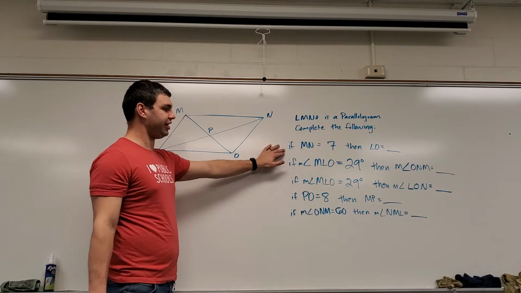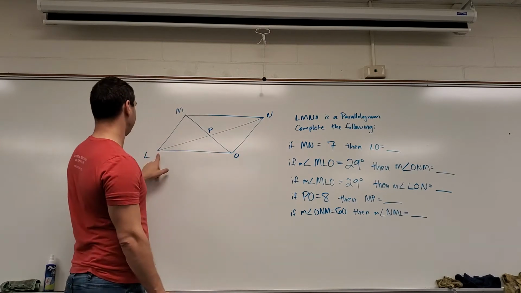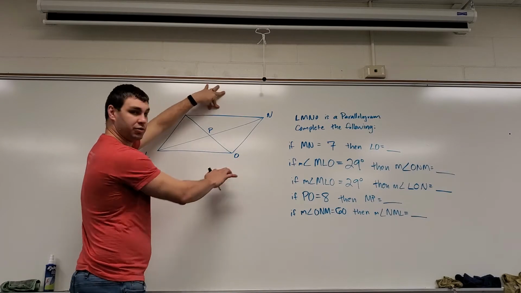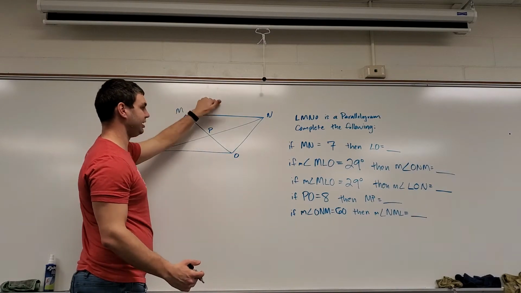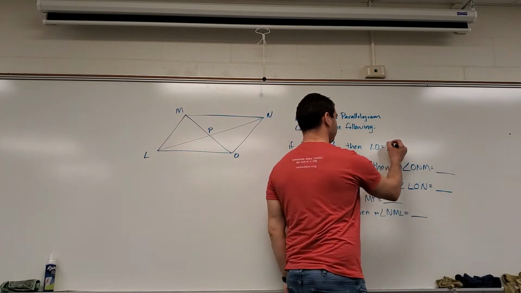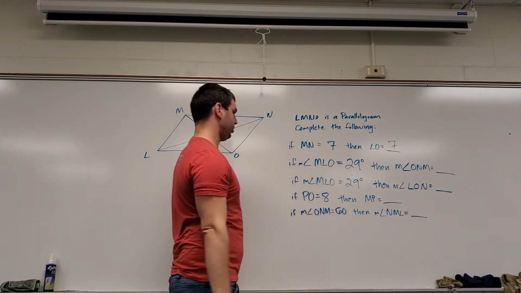So the first one says if MN equals 7, so let's see, MN, if that's 7, then LO equals, well, in a parallelogram, the opposite sides, because the opposite sides theorem says that those have to be the same. So it would also be 7. Okay, what about the next one?